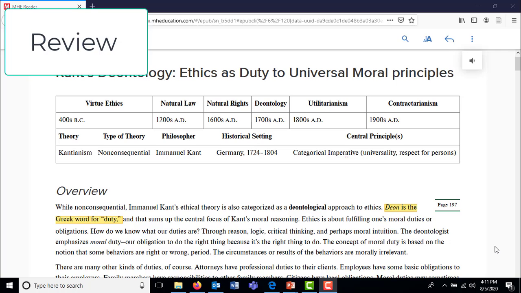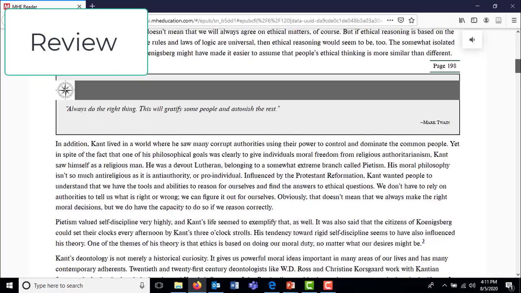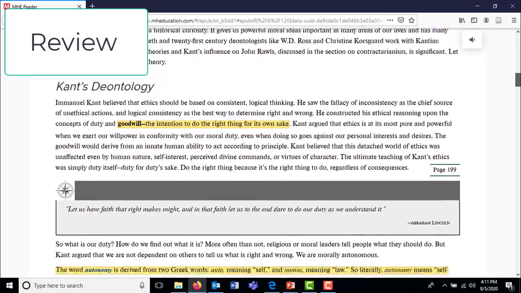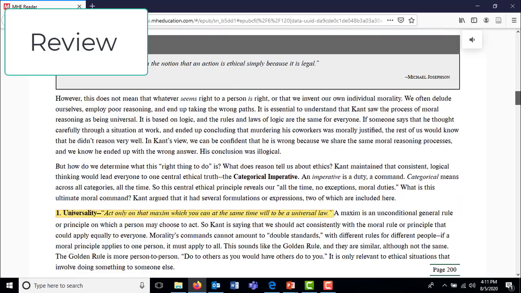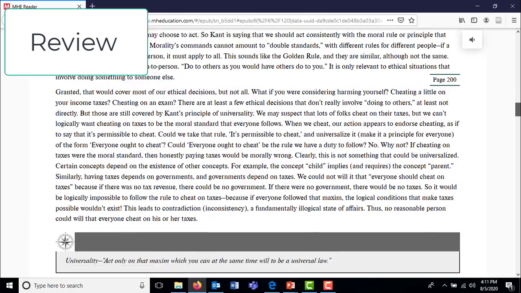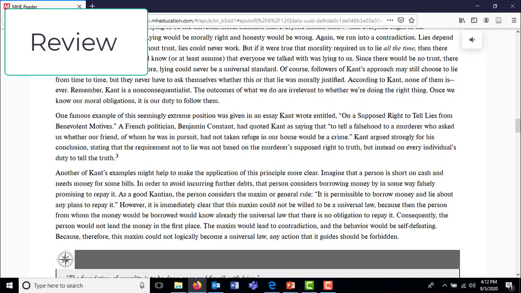So what you can do in the review portion is take a scroll through the chapter and revisit some of the things that you've highlighted, some of the key terms. Look at some of these quotes again, some of these concepts, and make sure you've learned them all. Refer back to your questions and see if you've answered them.